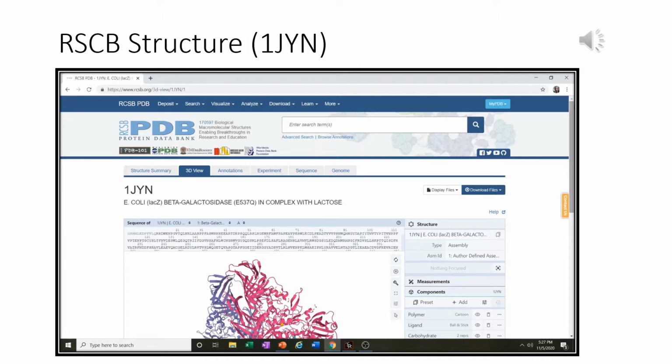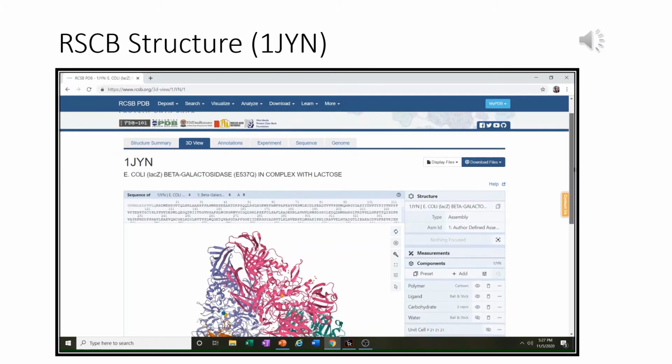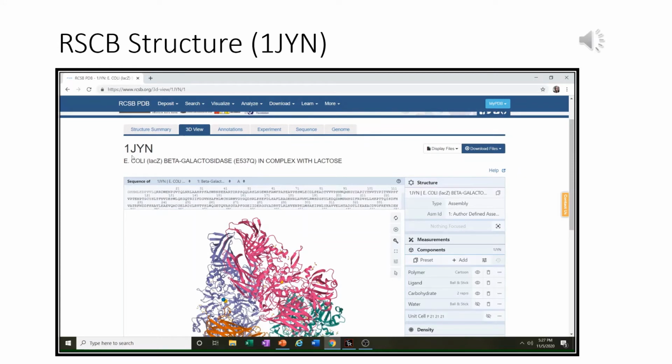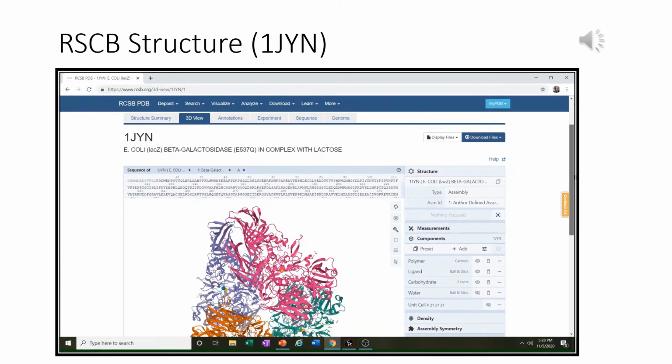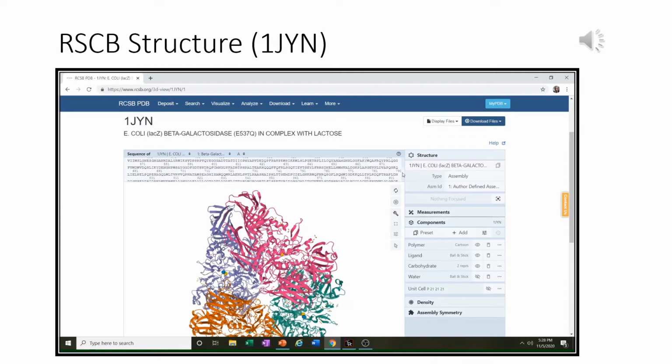Sometimes the term beta-galactosidase is used instead of lactase. This is because lactase belongs to the beta-galactosidase family of enzymes. This family of enzymes works by targeting disaccharides and breaking glycosidic bonds. The 4-character PDB ID for this version of lactase is 1JYN. Directly above the enzyme, there is a series of letters. This is the primary amino acid sequence which gives rise to the structure and function of the enzyme.